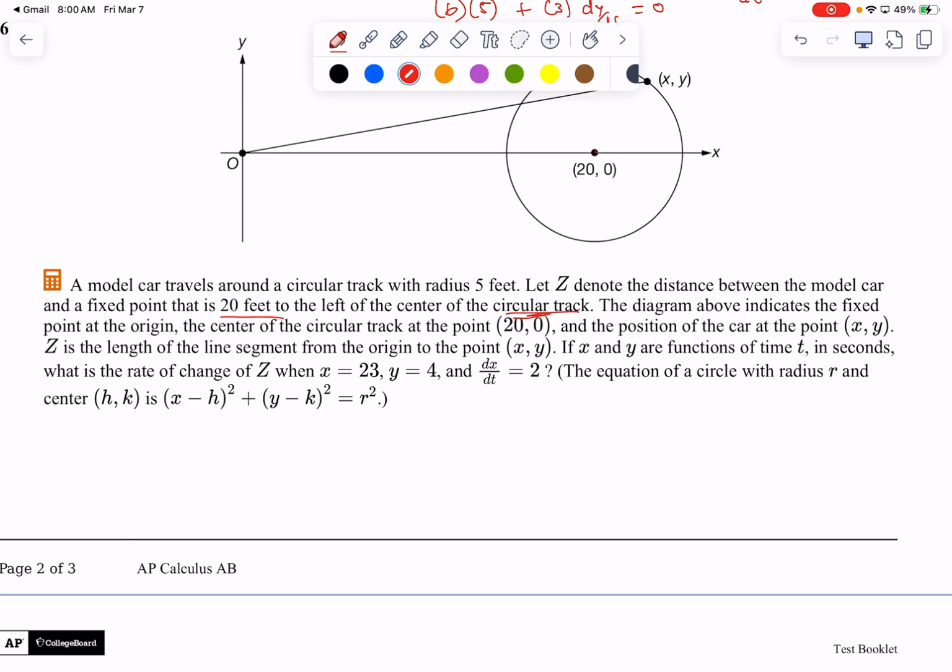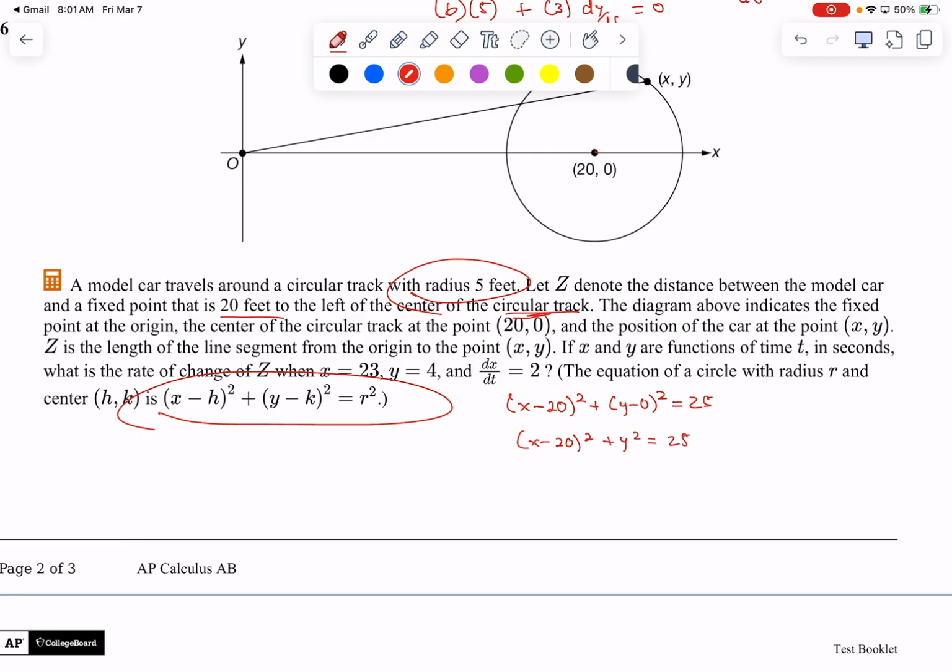So here's the center of the circular track. So that's the center, (20, 0). So you can write your equation: (x minus 20) squared plus (y minus 0) squared is equal to r squared. What did they say the radius of that circle was? 5 feet, so r squared would be 25. So you'd have (x minus 20) squared plus y squared is equal to 25.